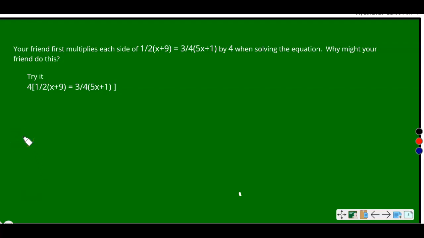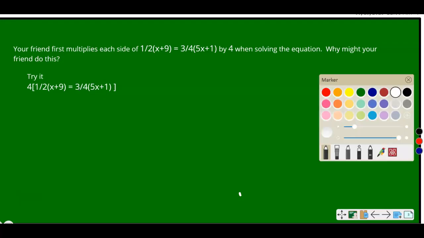Okay, if you looked at this problem, it says your friend first multiplies each side of 1/2 times x plus 9 equals 3/4 times 5x plus 1 by 4 when solving the equation. Why might your friend do this? So I told you to try it, and if you do 4 times 1/2, then this equals 2, and 4 times 3/4 equals 3. So if you multiply by 4 first, what they're doing is first getting rid of those fractions. So let's try it.